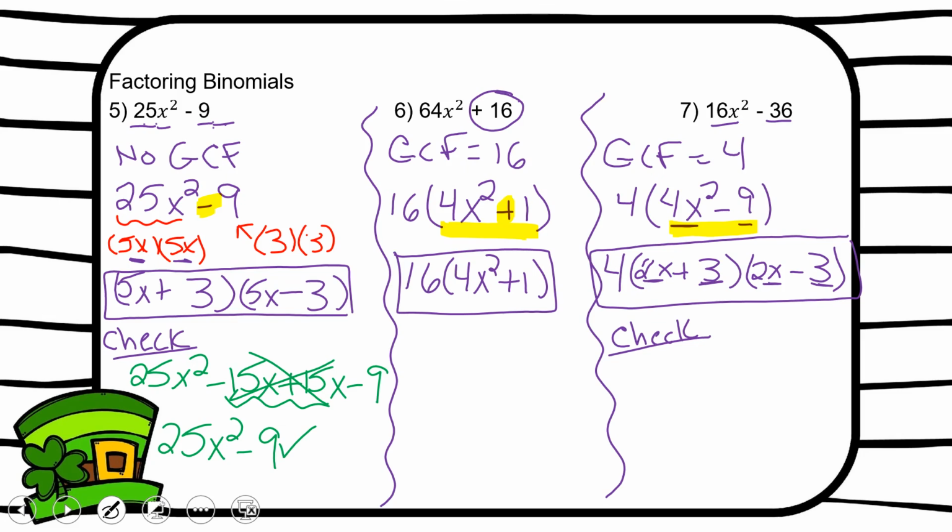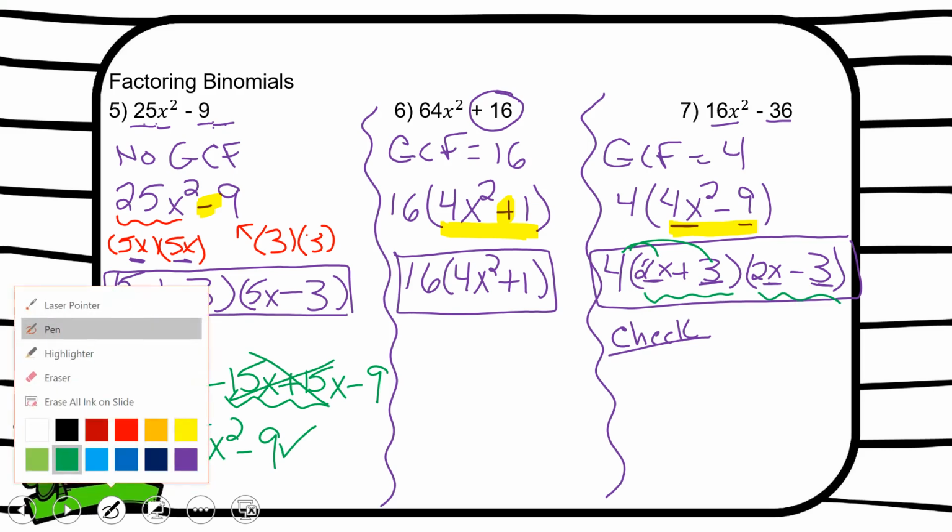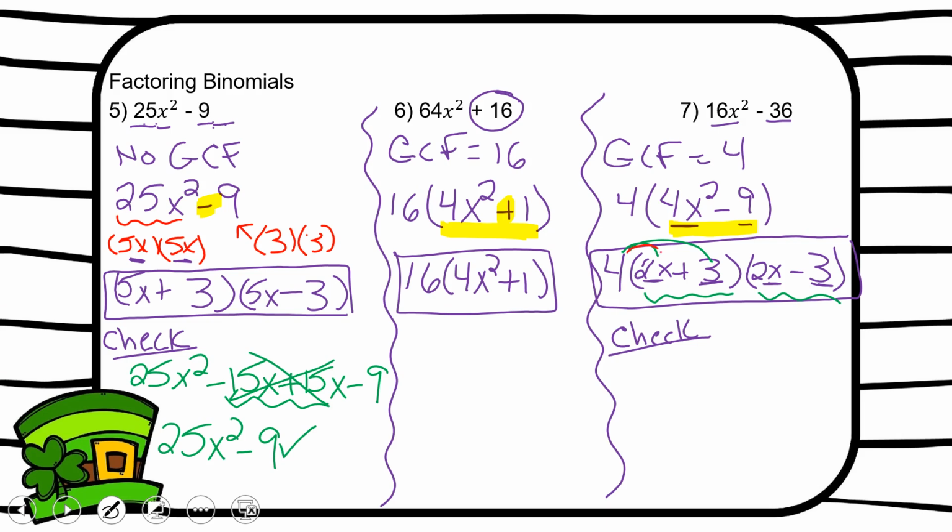When you have a GCF out front, there's a couple of ways that you can check. You can decide, do you want to distribute your 4 into the first binomial? Or do you want to multiply your two binomials together first? It doesn't matter what route you take. One thing that you just have to remember is I can't take this 4 times all 4 pieces. That's not how the distributive property works.